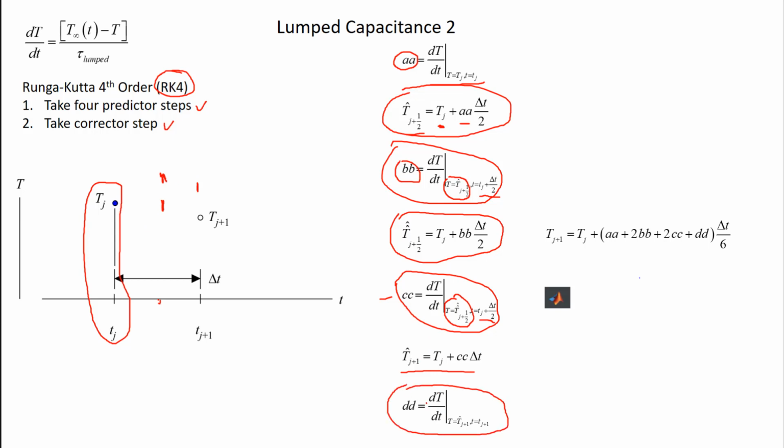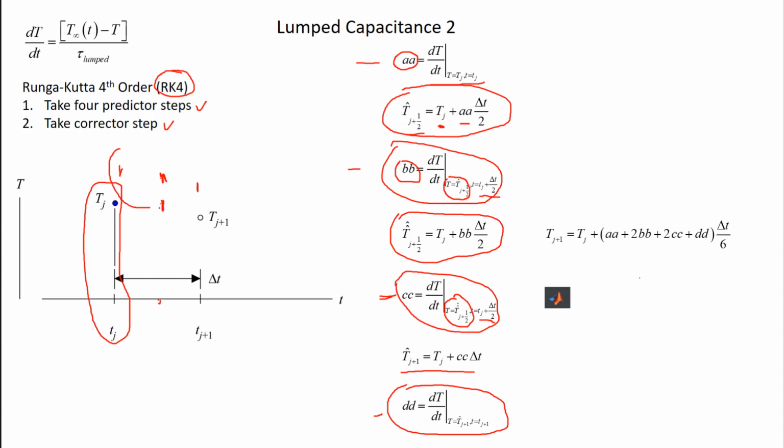So what is the outcome of all these predictor steps? Well, if you look at it, I have one estimate of the time rate of change at the beginning of the time step, that's AA. I have 2 estimates right in the middle, that's BB and CC. And then I have 1 estimate at the end, that's DD.